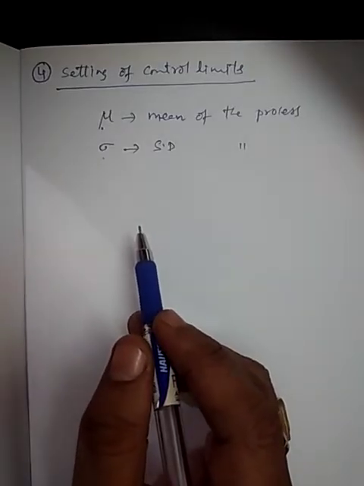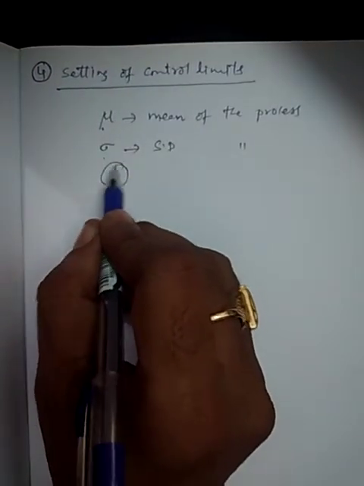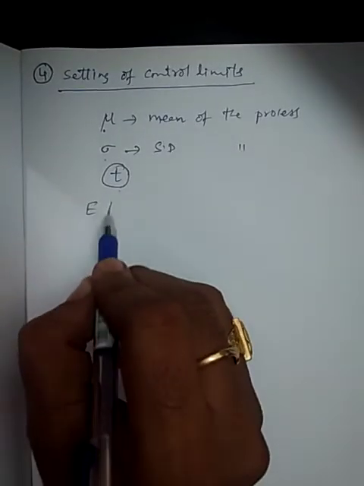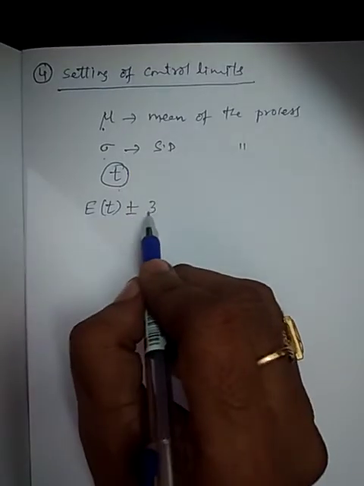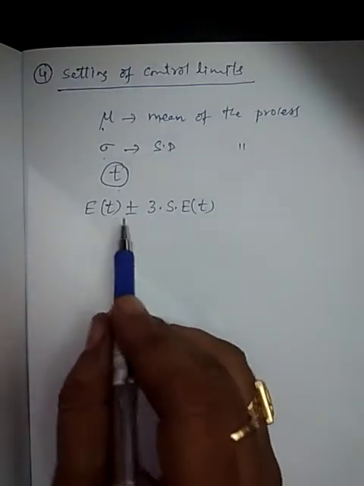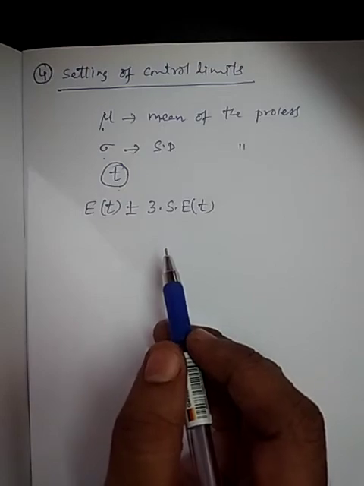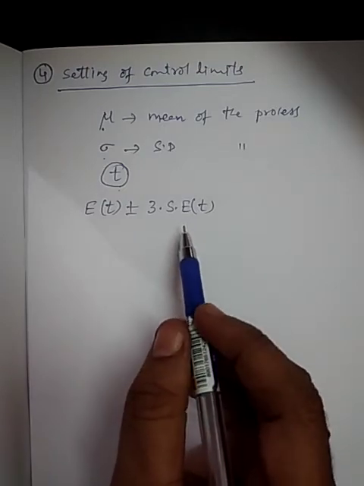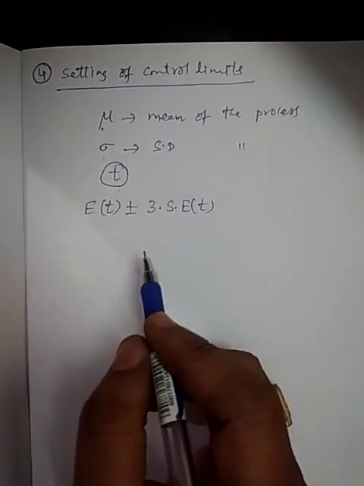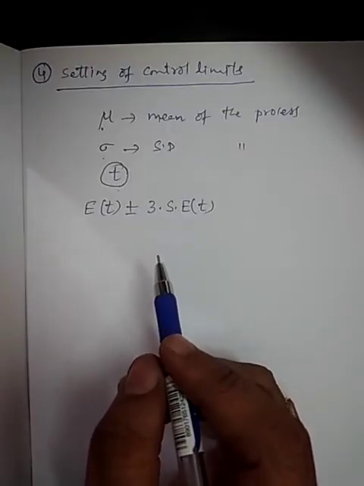Any control limits are going to be calculated for a statistic t. If t is the statistic, the control limits for this t are calculated by expectation of t plus or minus 3 into standard error of t. Expectation of t plus or minus 3 into standard error of t. You recollect the 3 sigma control limits, which are nothing but this. That is the reason why it is the basis for Shewhart control charts. The basis for control charts is nothing but 3 sigma limits.